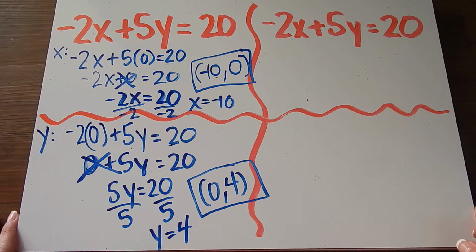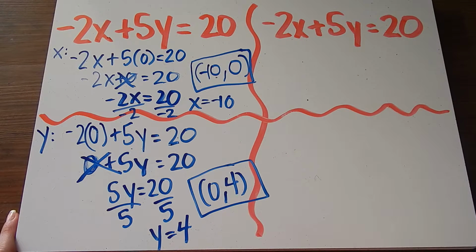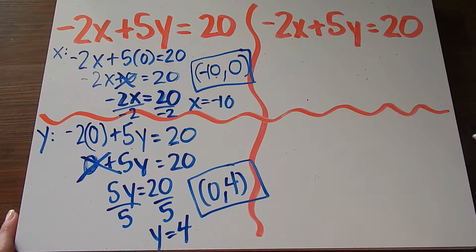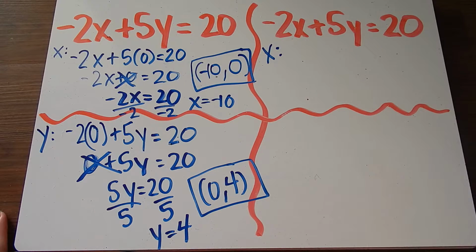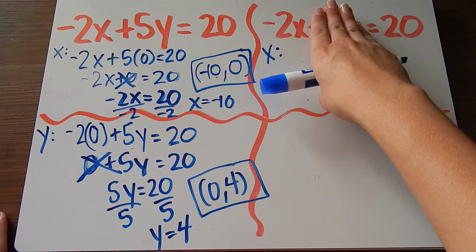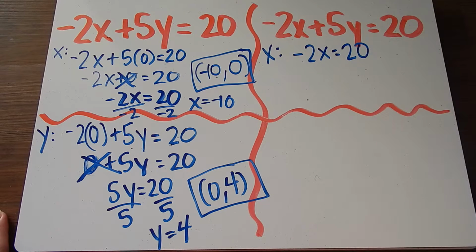Another way is called the cover-up method. If you notice, the 5y in our equation went away when we're looking for the x. Here, the x part went away when we're looking for the y. So when we're looking for either x or y, we can cover up the corresponding letter. So if we're looking for the x-intercept again, I can cover up the y with my hand and just write what we have down. It says negative 2x equals 20. So negative 2x equals 20. And then we can solve.